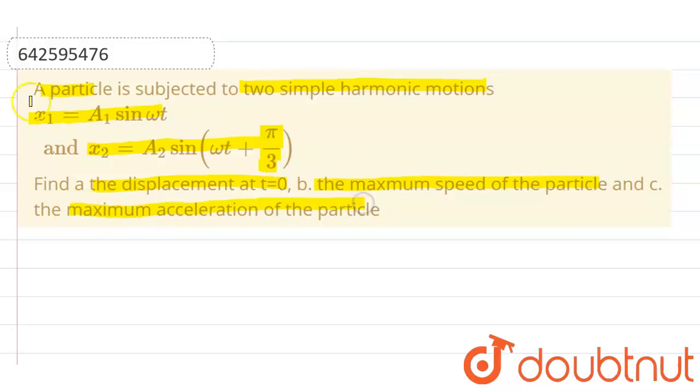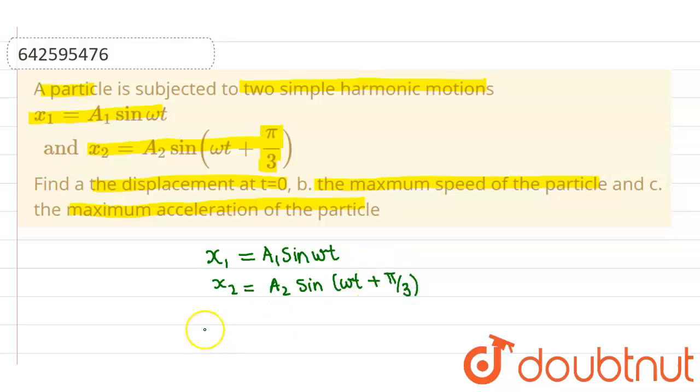Now what we have given is the first equation, x1 equals a1 sine omega t, and the second equation is x2 equals a2 sine (omega t plus pi by 3). Now we have to find the displacement at t equals 0.